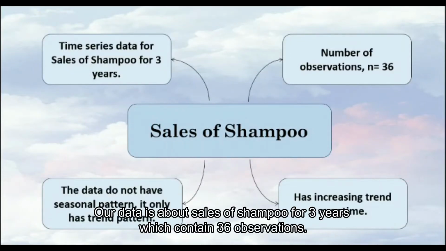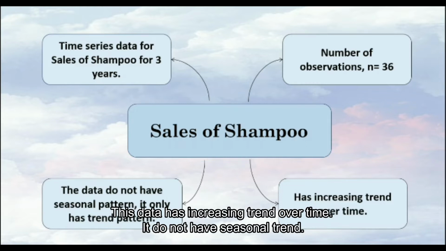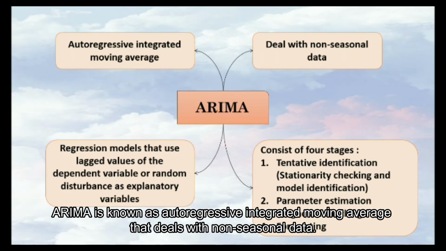Our data is about sales of shampoo for 3 years, which contain 36 observations. This data has an increasing trend over time. It does not have a seasonal trend. ARIMA is known as Autoregressive Integrated Moving Average, which deals with non-seasonal data.